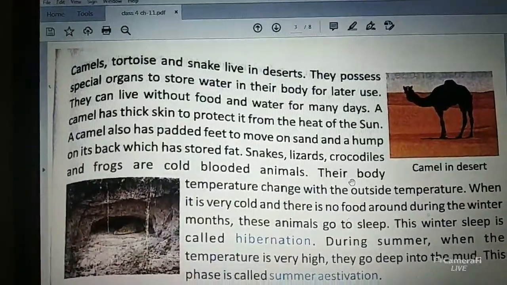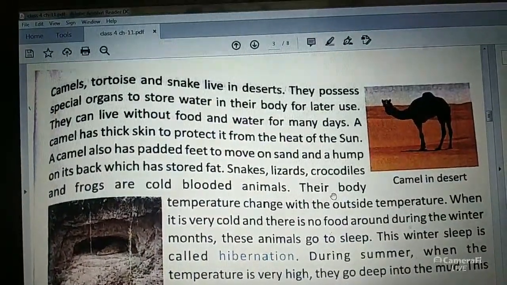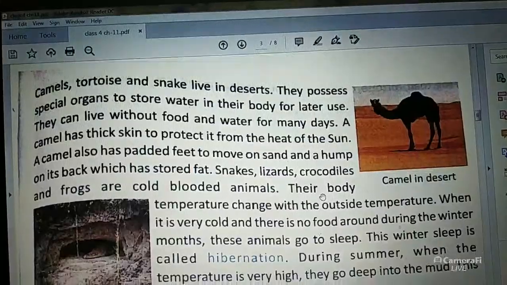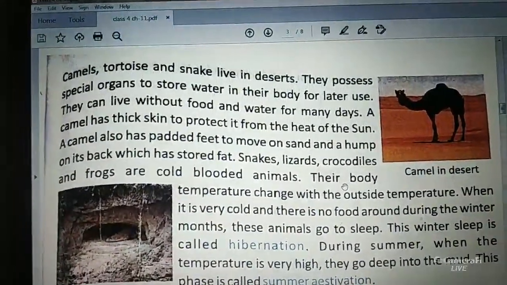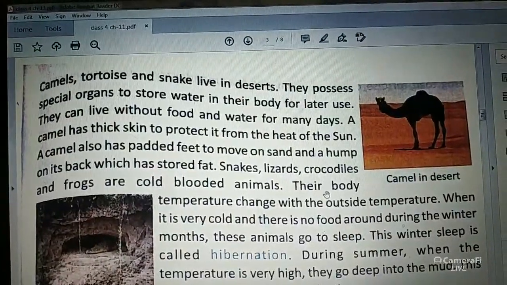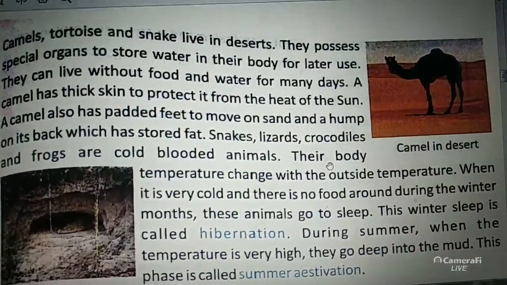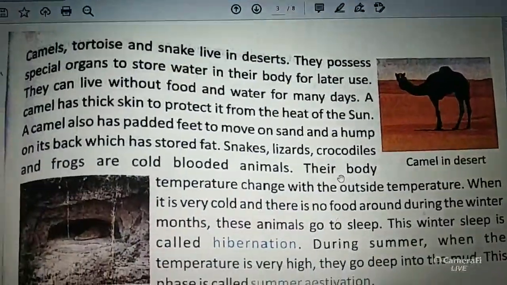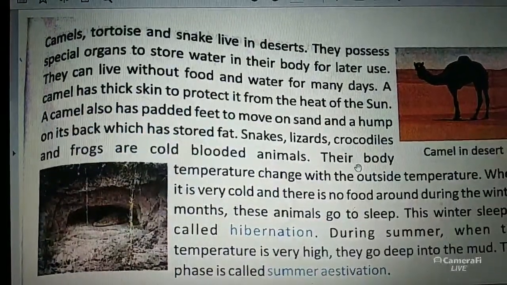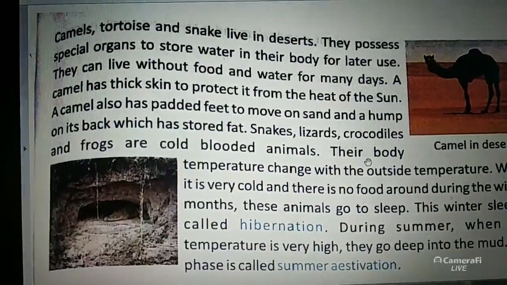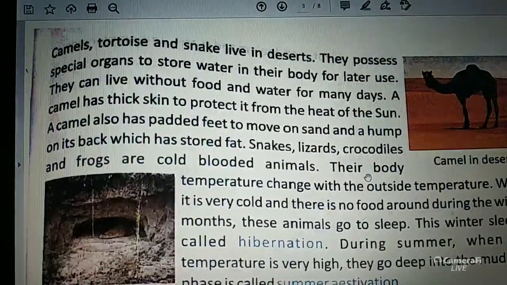Next, camels, tortoise and snake live in desert region. They possess special organs to store water in their body for later use. They can live without food and water for many days. As in the desert region there is scarcity of water, what is the adaptation in that region? They can live without water and food for many days.